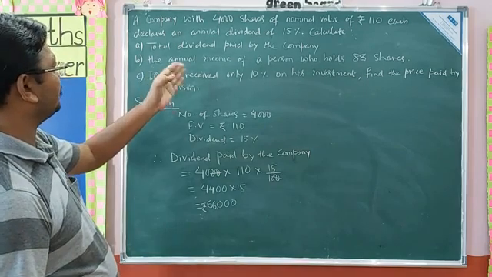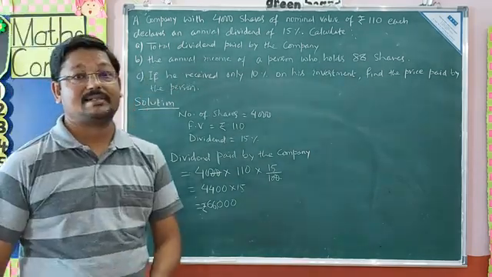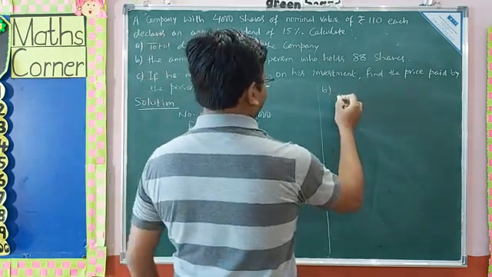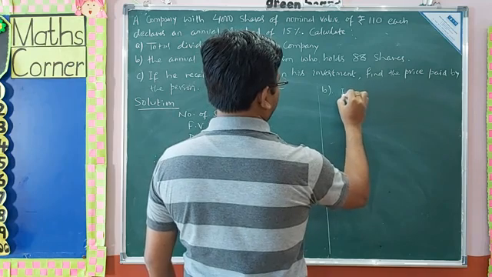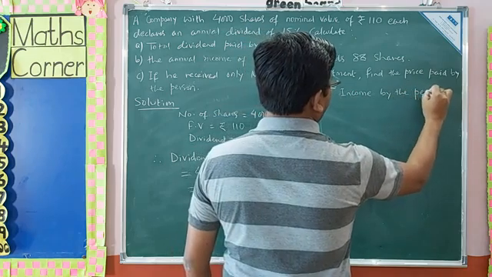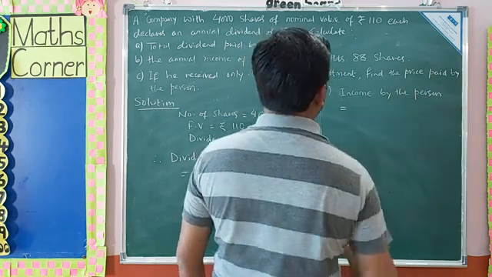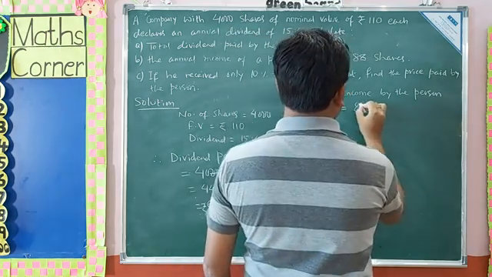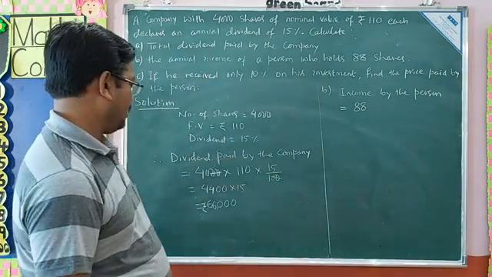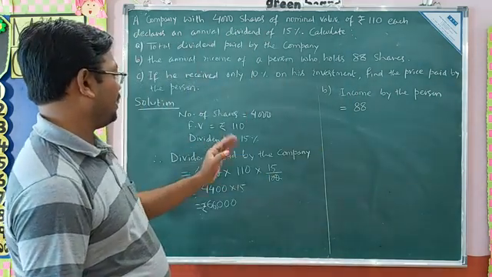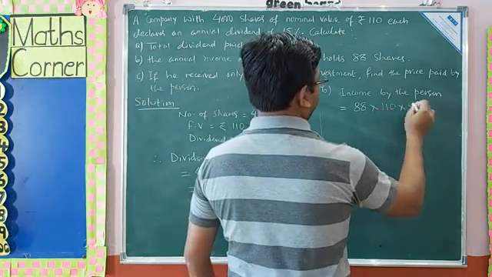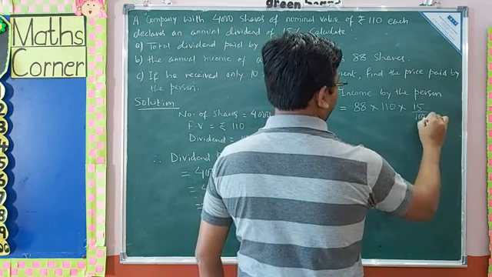Now the second one is the annual income of a person who holds 88 shares. So here we can call it question number B. Income by the person is equal to the number of shares the person is having, that is 88. The person is having 88 shares and its face value is 110 and dividend percentage 15, that is 15 by 100.